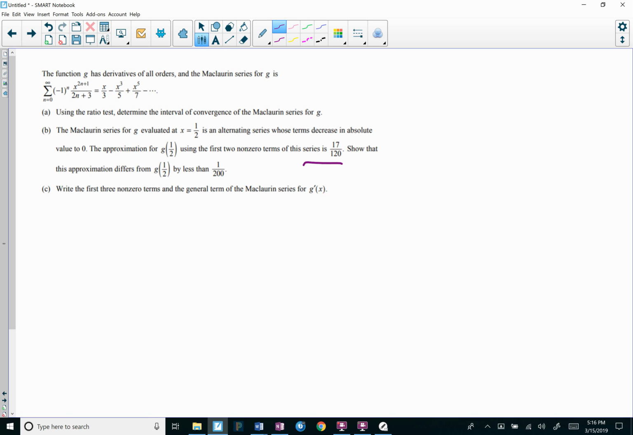You actually don't really need to know that. Show that this approximation differs from G of 1/2 by less than 1/200. Okay. Now, this is the first two terms. Now, by definition, my error bound is going to be less. So if I take the real answer, G of 1/2, whatever that may be, and I minus, they give me 1/200.